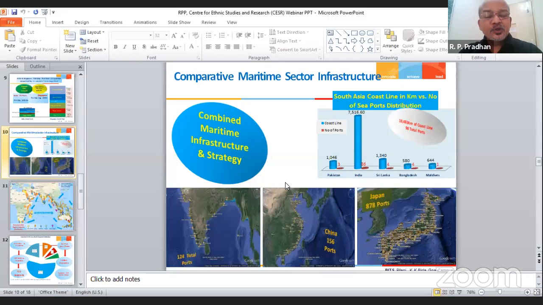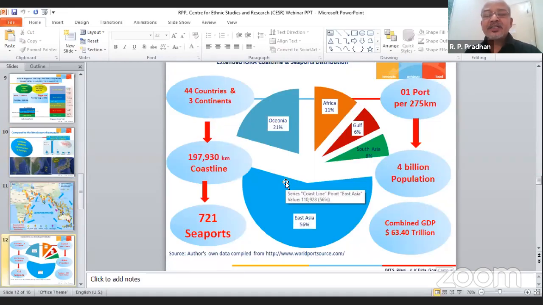And India, though you see 124 seaports depicted here, actually only 72 of them are functional, and none of them are large enough or medium enough. They're all small ports and largely inefficient. I'll just quickly go past in the interest of time.